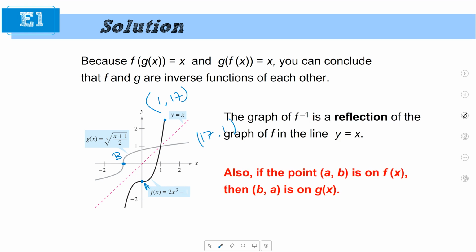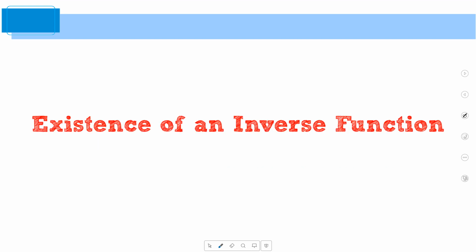Which is exactly what that says. Okay. So we now know how to get the picture of the inverse function. We talked about algebraically how to verify that they are inverses of each other. What we haven't talked about is whether or not that inverse is a function.